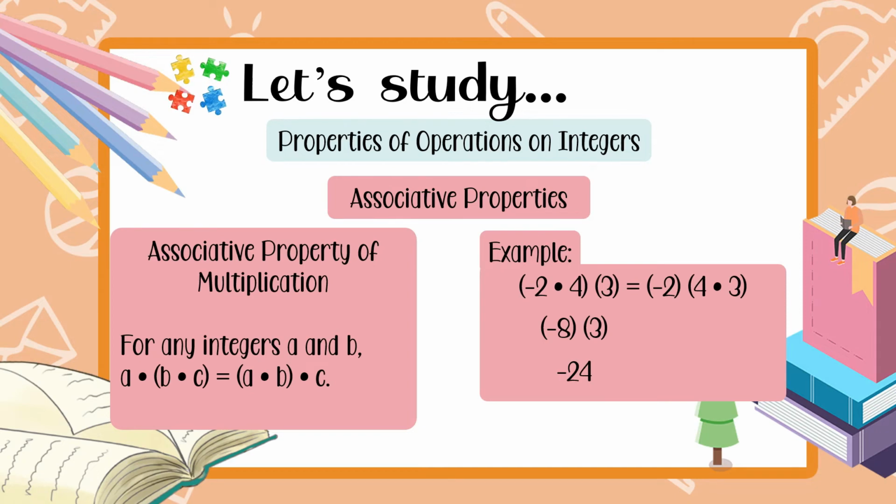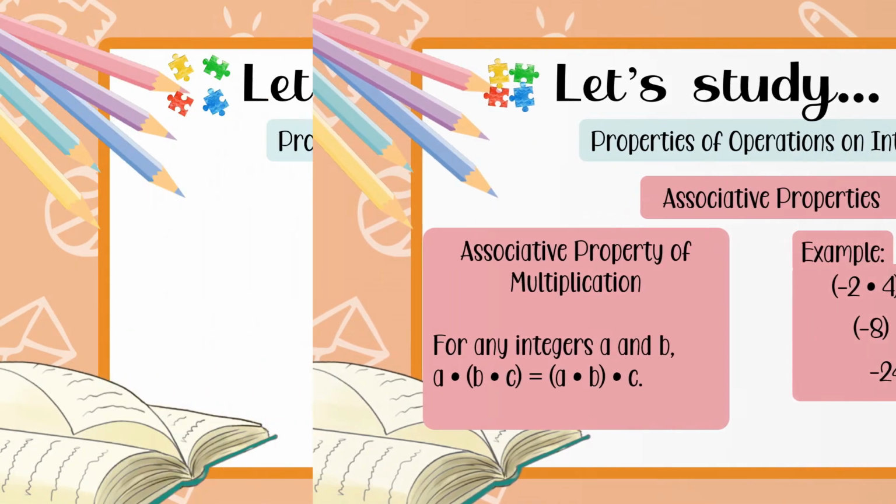On the other side, let us multiply. So, bring down negative 2, and 4 times 3 is equal to 12. Negative 2 times 12, we will have negative 24 also. Therefore, they are the same. They have the same products. So, again, sa associative property, it doesn't matter kung magkakaiba ang groupings. Magiging same pa rin ang kanilang sum o product.